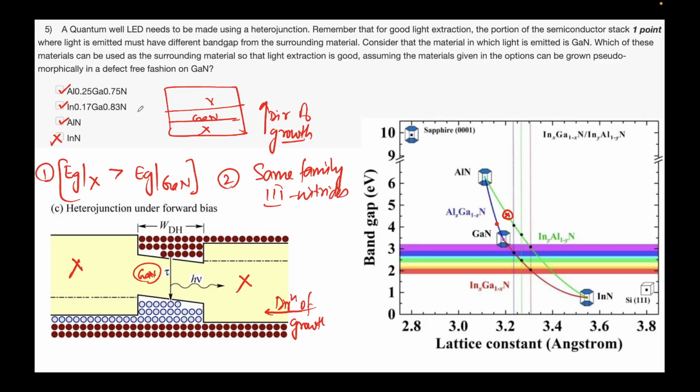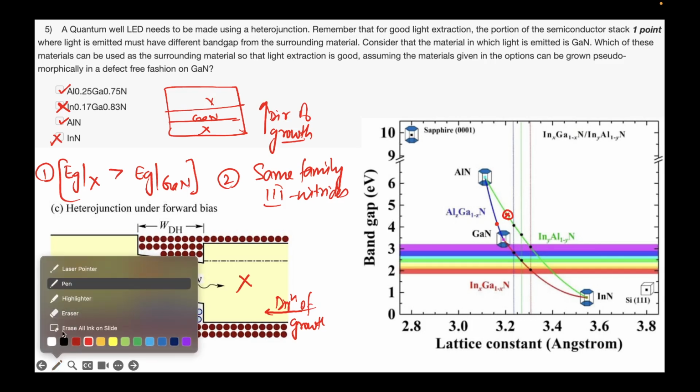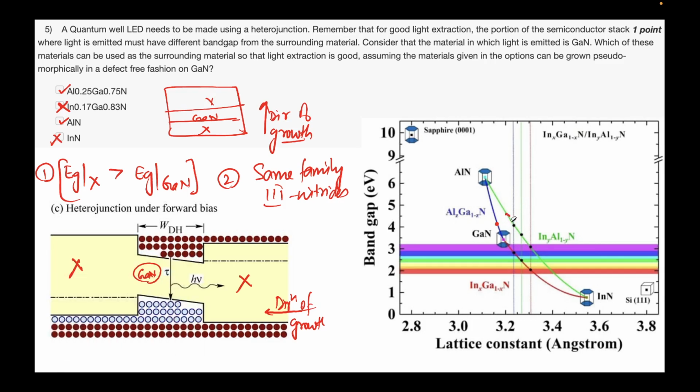If I had to choose exactly one, I would have chosen indium aluminum nitride. Indium, oh wait, the second option is not indium aluminum nitride, it's indium gallium nitride. So indium gallium nitride will lie somewhere on the red line, which has a band gap lower than 3.4 eV. So this option is actually incorrect. Sorry about this, I misread it. I'll write where each option lies.